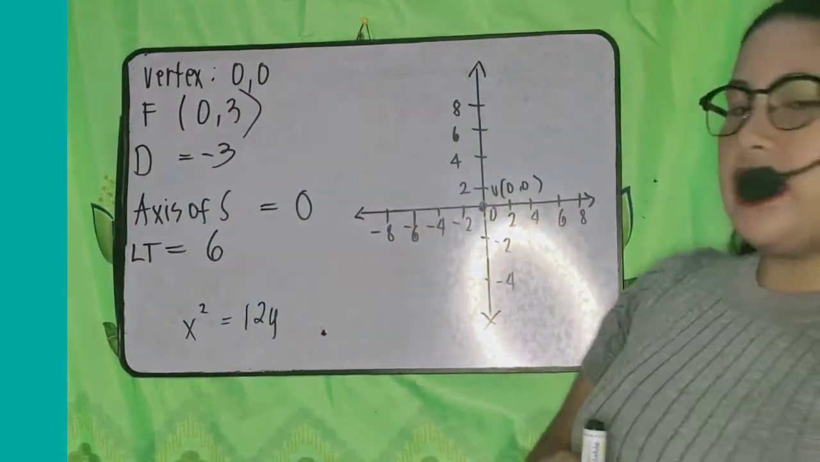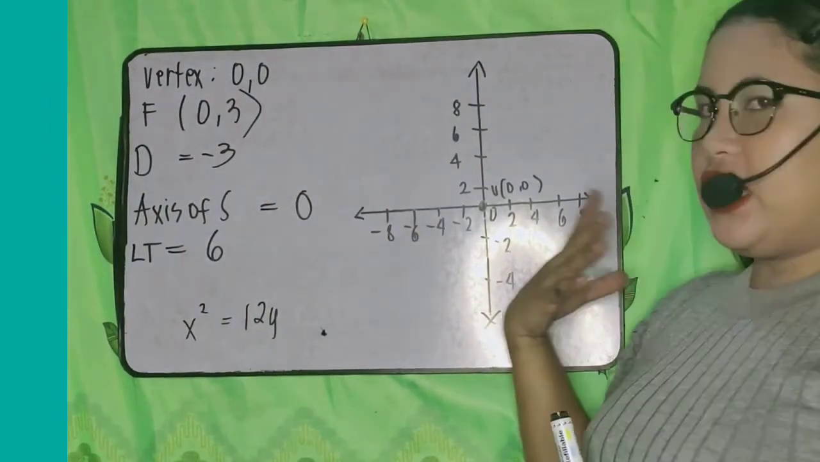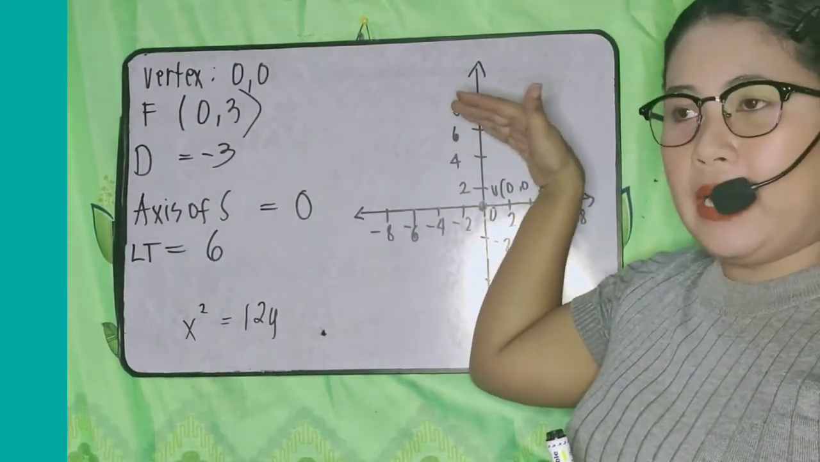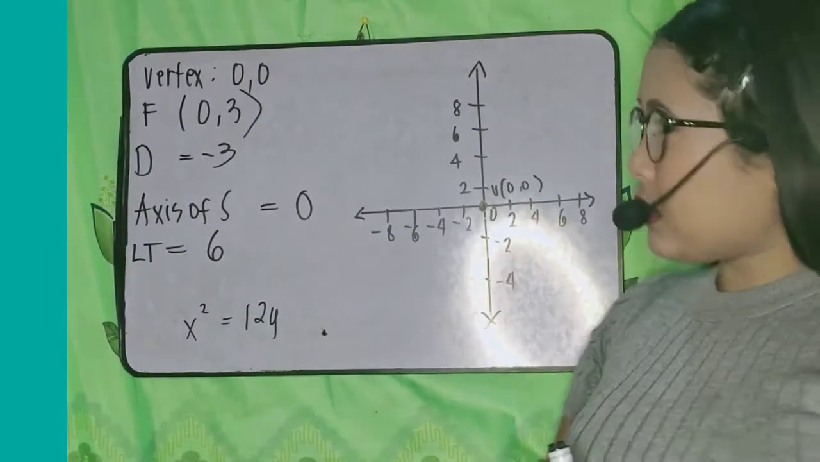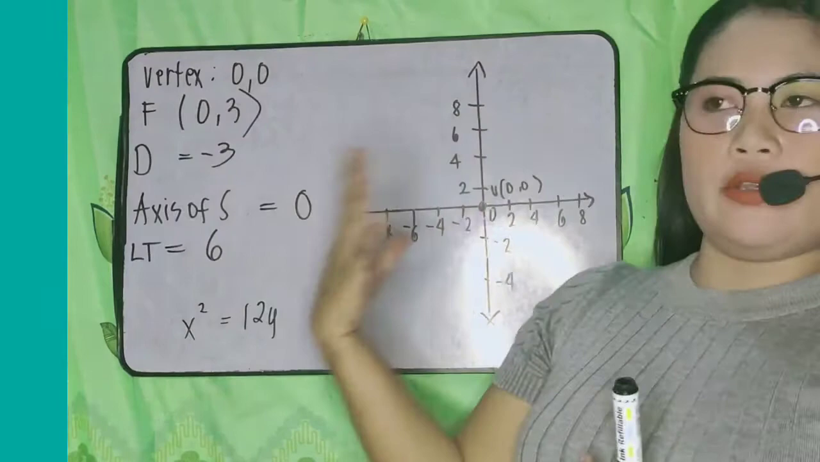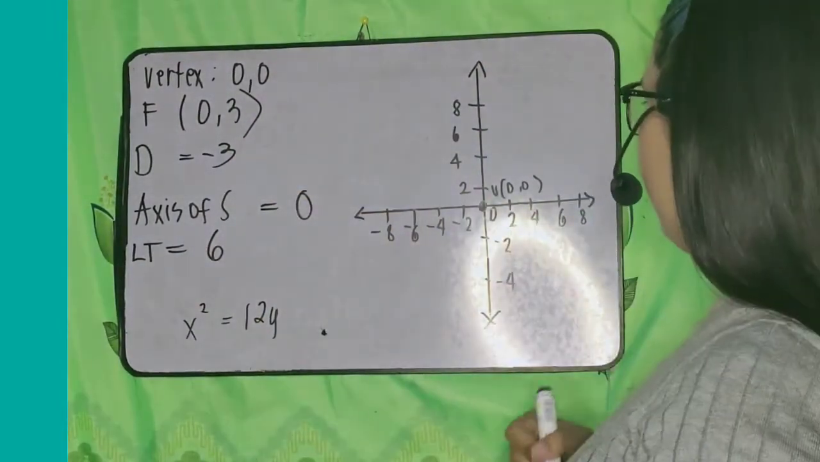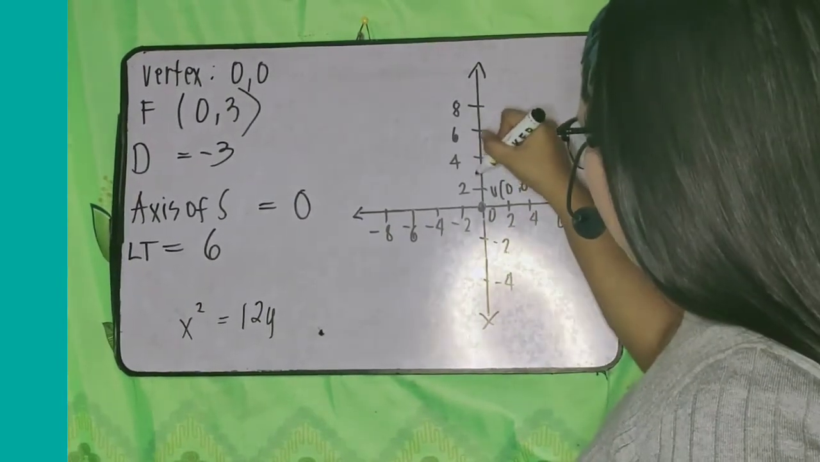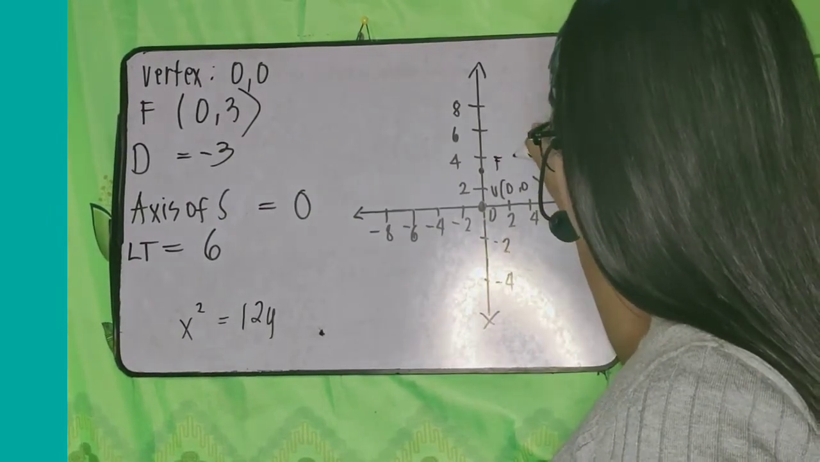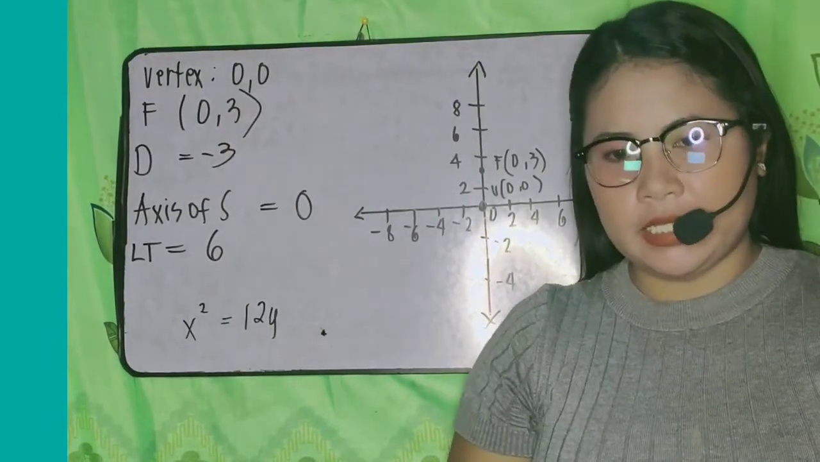Now let's plot the focus. The focus always comes after the vertex. Since the parabola opens upward, we locate it above. Our focus is (0, 3), positive 3 rather, so 0 is the x value and 3 is the y value. It is located here, halfway between 2 and 4. This is our focus, (0, 3). There is our vertex and then the focus.